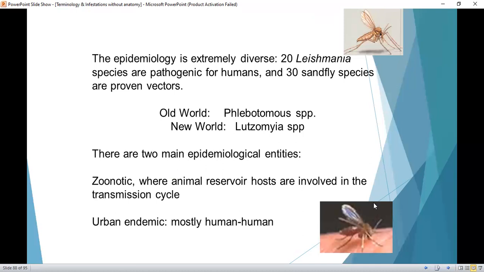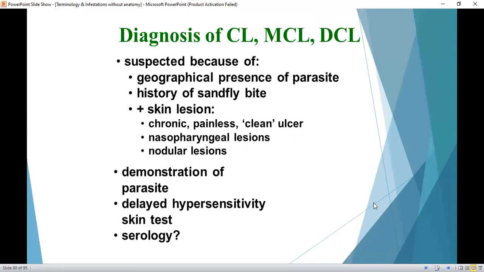Old World phlebotomus type, New World Lutzomyia species. Zoonotic and urban type. Zoonotic is from an animal host in the transmission cycle, and the urban is mostly human to human. Diagnosis of all types is suspected because of the geographical presence of the parasite and a history of sandfly bite. Often the patient doesn't even remember a bite in the history.